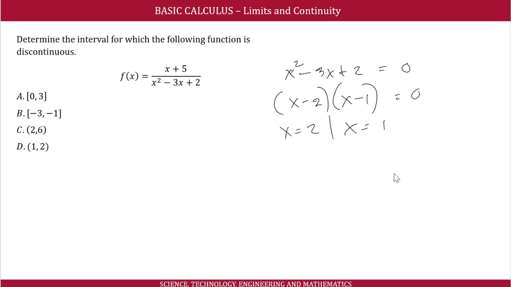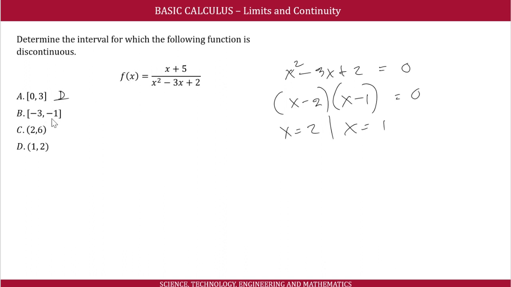This means that the function is continuous at any number or interval that does not include 2 or 1. And therefore, since the question is asking for the discontinuity, all intervals that include 2 or 1 or 2 and 1 are the answers. So the closed interval 0, 3 includes 2 and 1. Therefore, this is discontinuous. Okay, it is discontinuous at 0, 3.